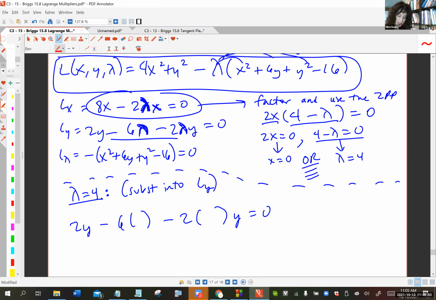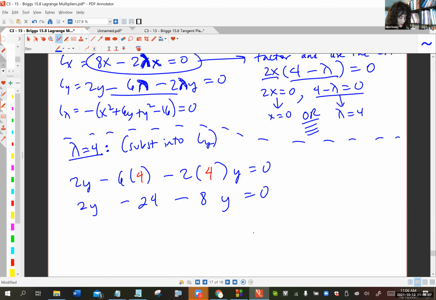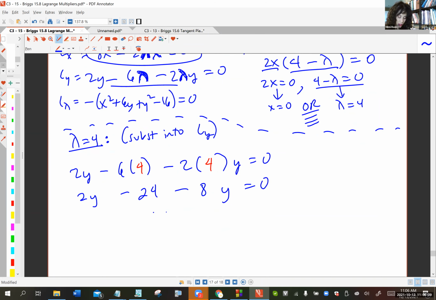So lambda is equal to 4 here, like this. 2y minus 6 times 4 minus 2 times 4 times y. So then what? Well, I get 2y minus 24 minus 8y. Okay. And then you can combine like terms. I get negative 6y, and then I'll add 24 to both sides at the same time, and then divide both sides by negative 6 and reduce, and I get y is negative 4.